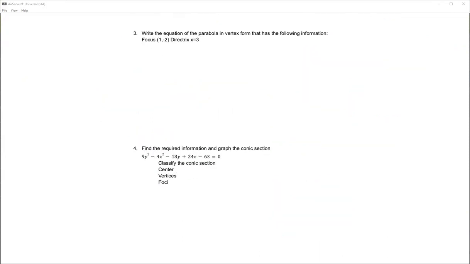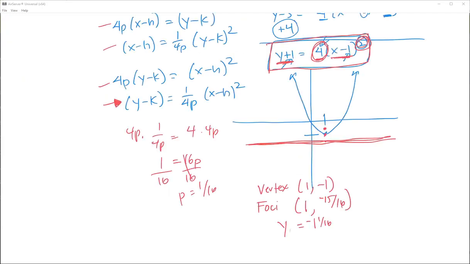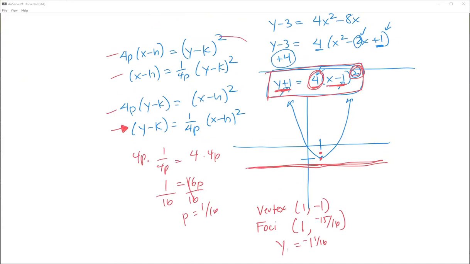All right. Here we go. Now we're working backwards here, right? We have the focus, we have the directrix, and we need to find what the equation of the parabola is, okay? By the way, when you're talking about this part right here, be careful, because different books teach it different ways, all right? So just be aware of that.